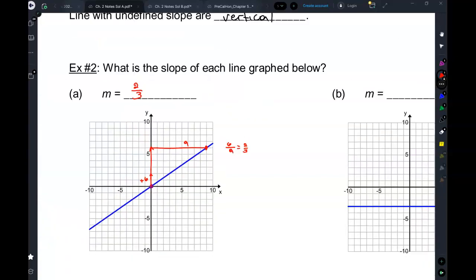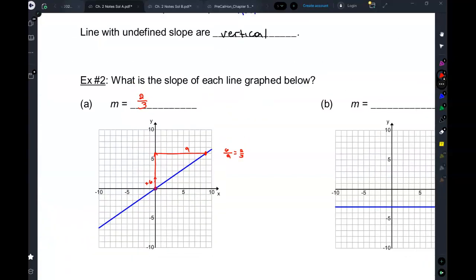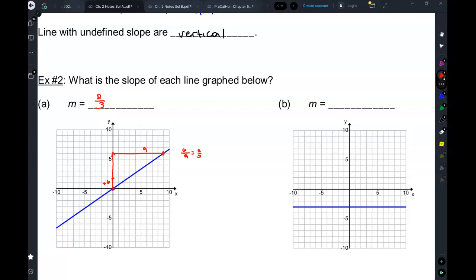What if you start from the right point? Then you get a negative. It'll be negative 2/3. It'll be the opposite sign. If you start from the right and go to the left, you would go negative 9, negative 6. Yeah, but it might not work out, right? Be very consistent. Okay?